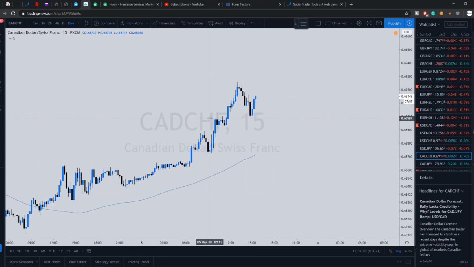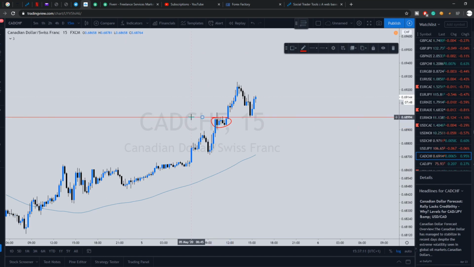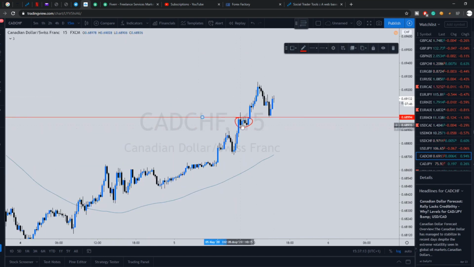So what do we look for? We look at this area, right? This is the closest area. Now this, let's just say it's support on the 15-minute time frame. Now I don't really like calling it support on such a small time frame, but it is what it is. You could enter from this area.